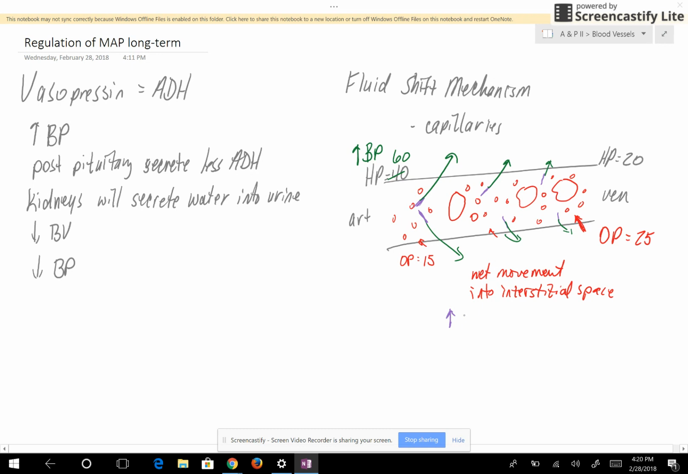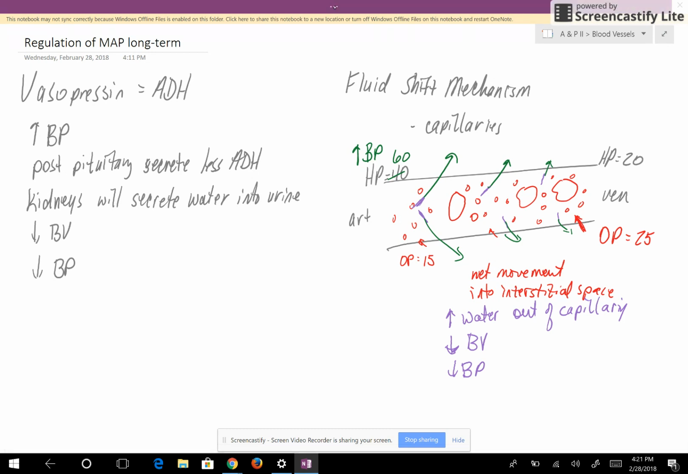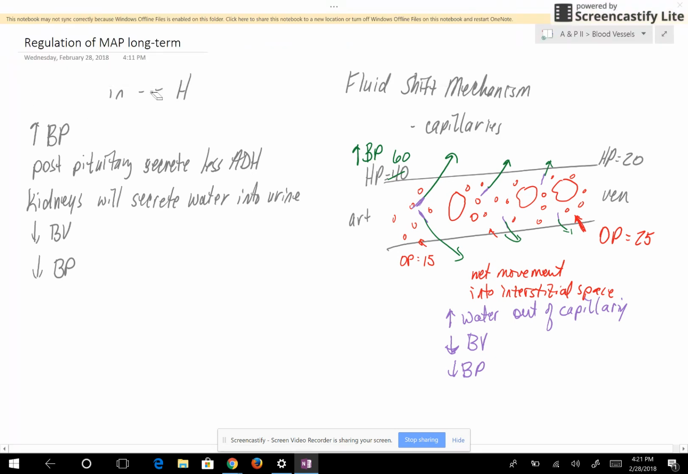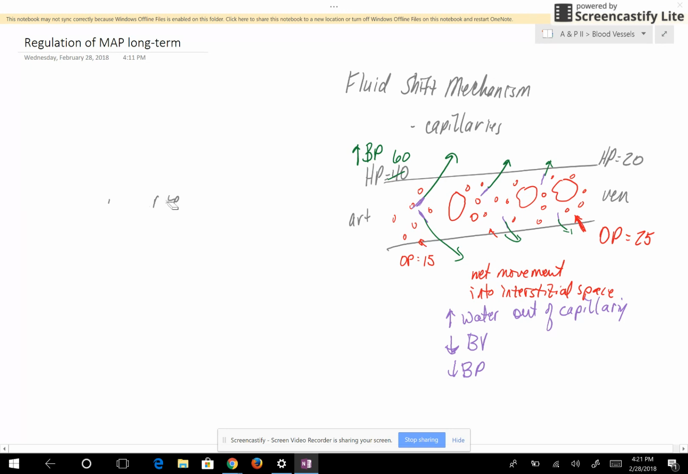Whenever you increase the water out of the capillary, that is going to decrease blood volume, and decrease of blood volume is going to decrease blood pressure. Why does decrease of blood volume decrease blood pressure? A decrease in blood volume means you don't have as much blood. So if you don't have as much blood, then that's going to decrease the amount of blood going to the heart, and that decreases blood pressure.